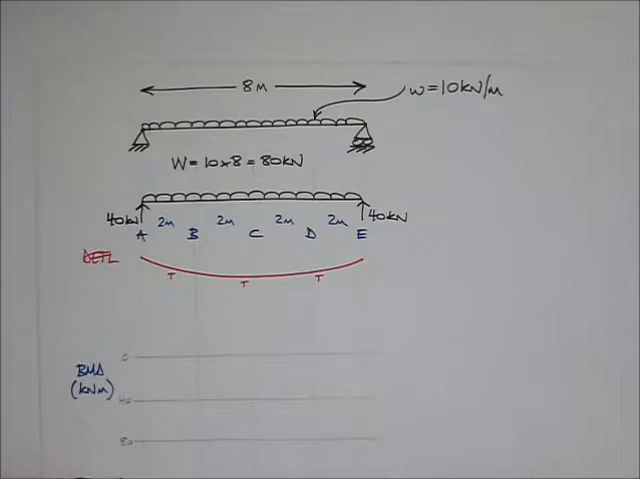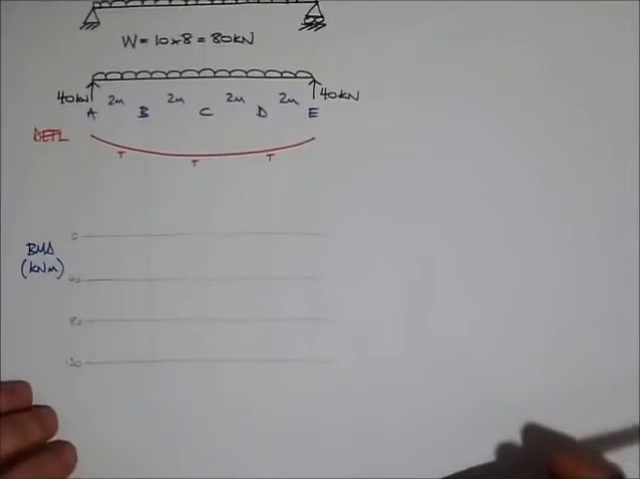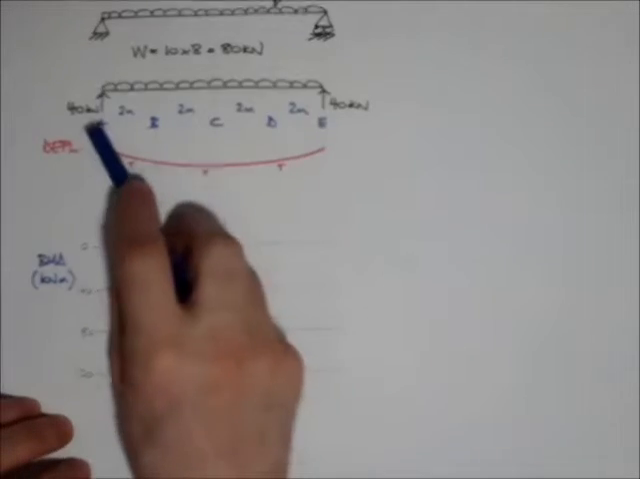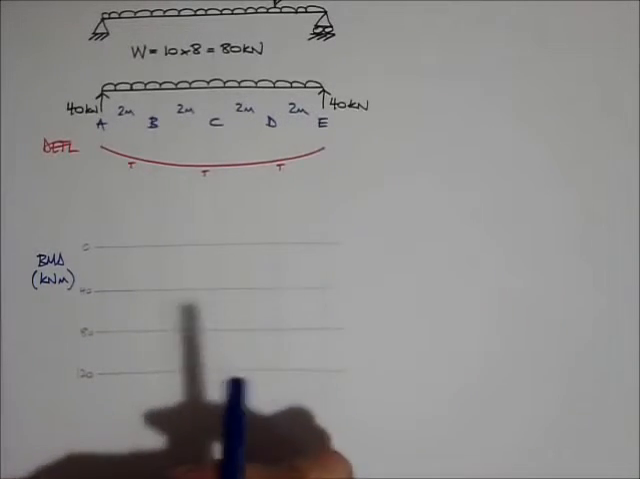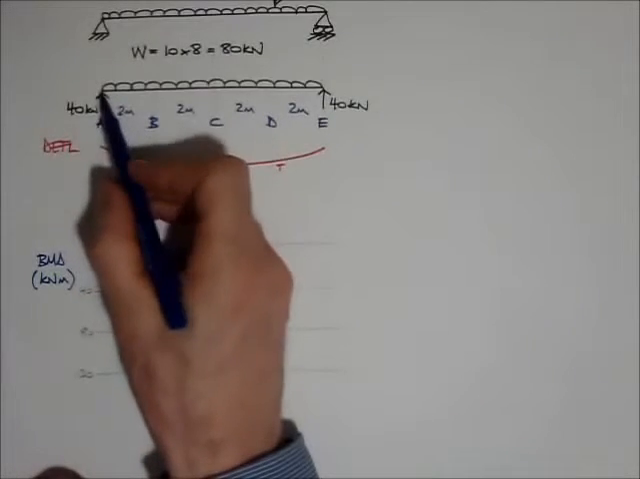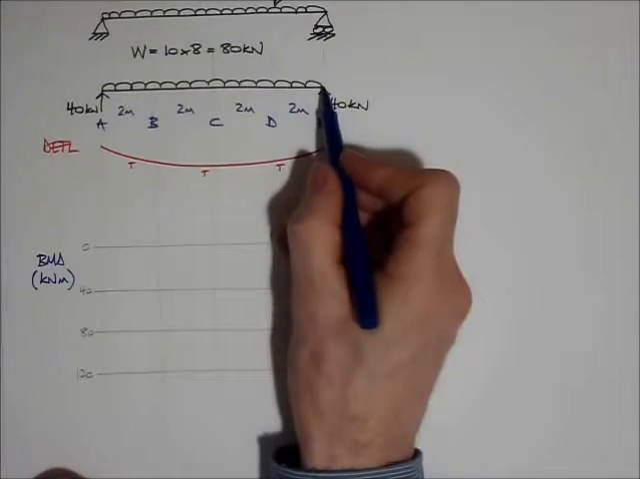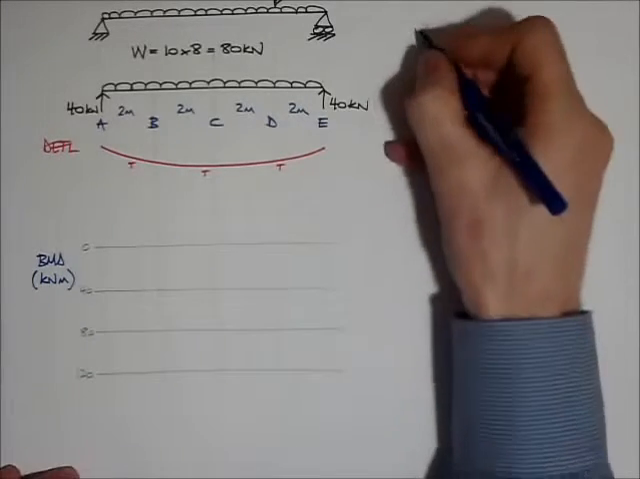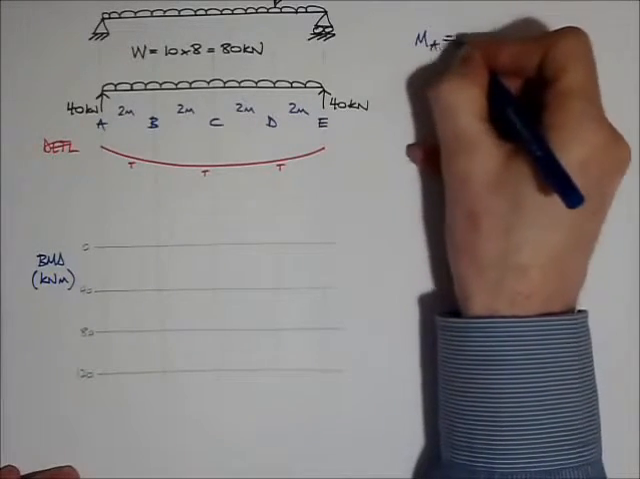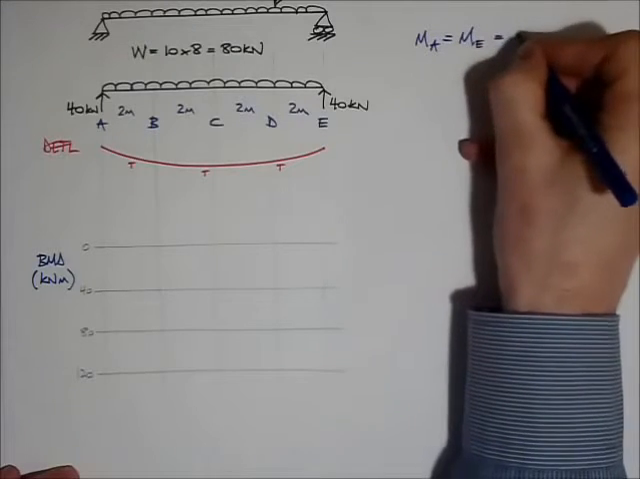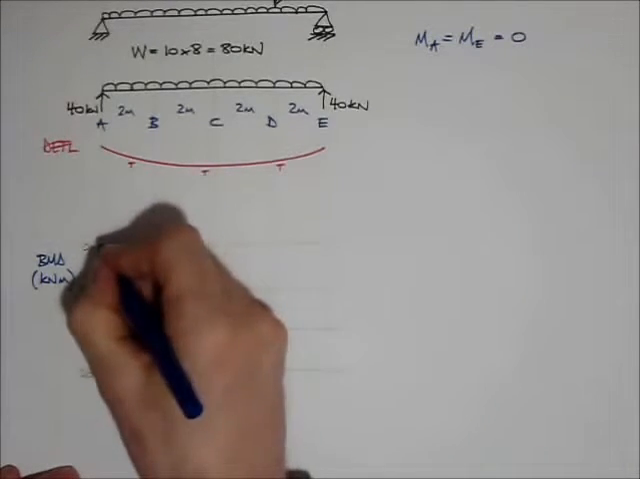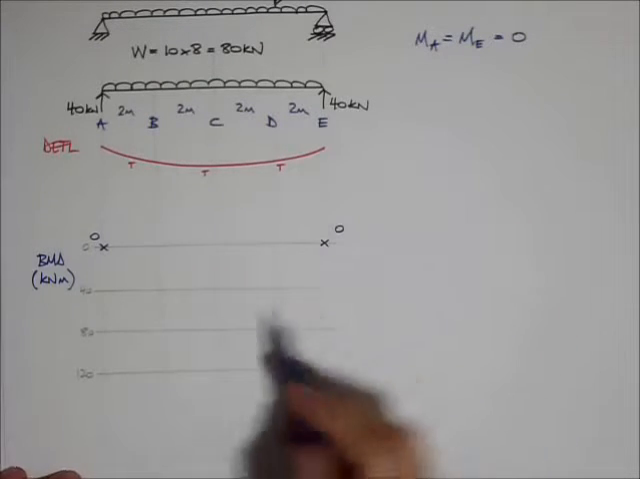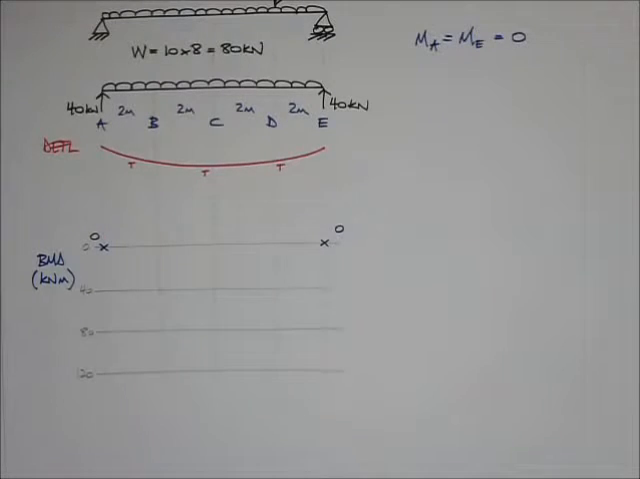I'm going to start calculating the bending moment at various points along the length of this beam now. I'm going to start at A and E, my favourite positions, because the bending moment at a pin support for a beam that's not continuous across the end of the support is always 0. So MA equals ME equals 0, because that's the bending moment at the pins. 0, 0. Nice start. That's quick.